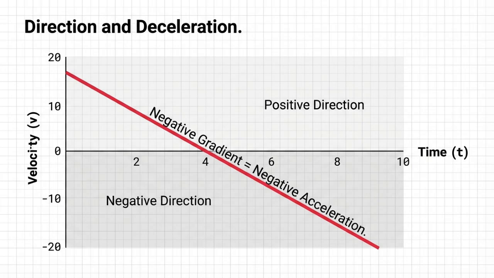Once the velocity crosses zero and becomes negative, the object is moving in the opposite direction. So, a negative gradient always shows deceleration, regardless of whether the velocity is positive or negative. This helps us understand the relationship between the direction of motion and changes in speed.